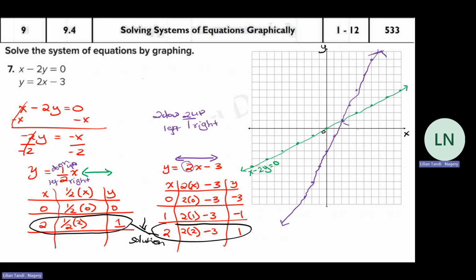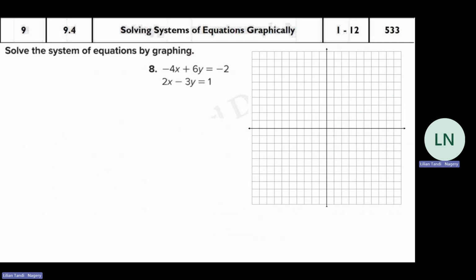Now, this is the point of intersection. You will write here solution. And the solution is 2, 1, like that. And then you label your equation. This is y equals to 2x minus 3. So that's how you should have labeled, drawn, all that. Okay? Let's do this one.